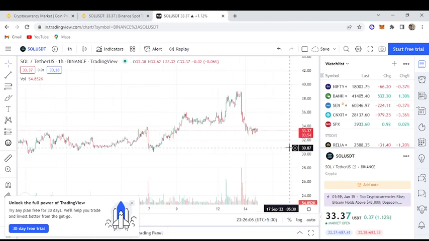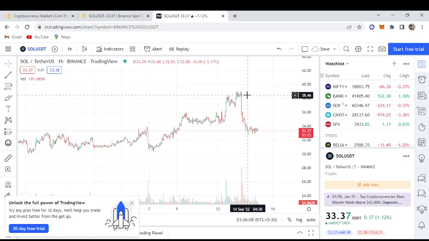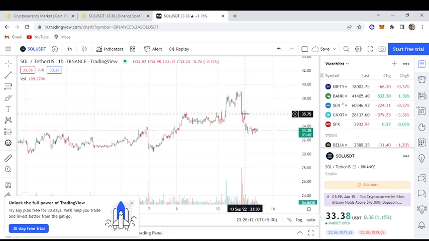So basically, we saw a big dump from there. The reason for that is BTC dumped hard recently. That's why we are seeing every altcoin going down and more dumping.